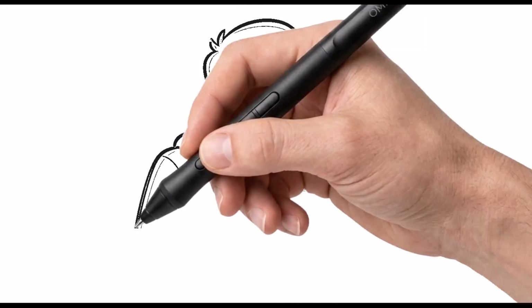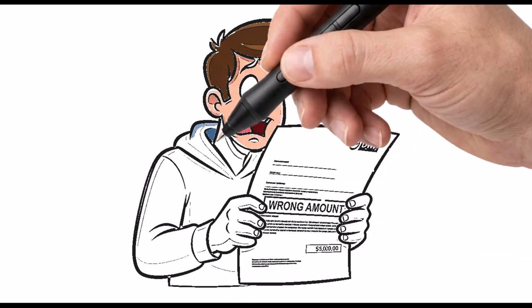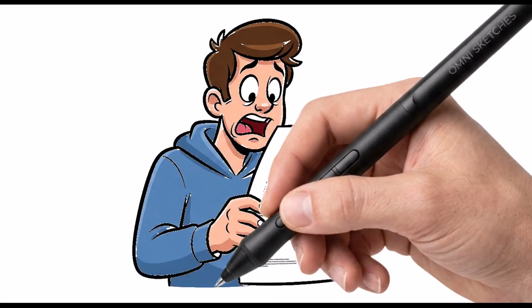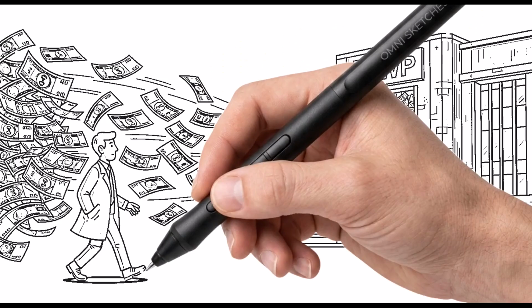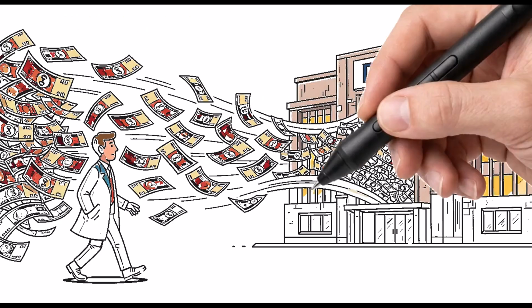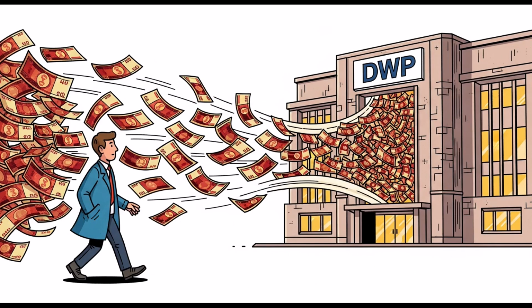If you are claiming housing benefit or the universal credit housing element right now, there is a very real chance you are getting the wrong amount today. Not slightly wrong, not a few pence wrong, but potentially hundreds of pounds wrong every single month, and the DWP is not going to tell you about it.